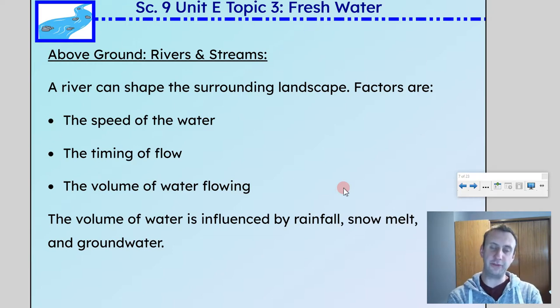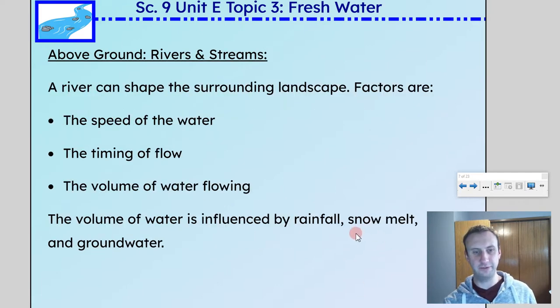How is the soil during that time, or the surrounding materials? Is it still very hard, or is it saturated with water? That sort of thing. The volume of water flowing. More water means, of course, there's going to be more erosion and eating away at the landscape. So these are just a few things to think about in terms of how fast the landscape might change from rivers or streams. Now, I think this is all pretty common sense, that of course these things are going to affect how much things change. And again, I have the same statement here. The volume of water is influenced by rainfall, snow melt, and groundwater.